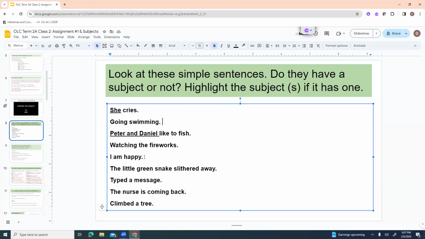I am happy. Is there a subject there? Yeah. And this was one I find sometimes people don't notice because it's just a tiny little, one letter word, but I is the subject.